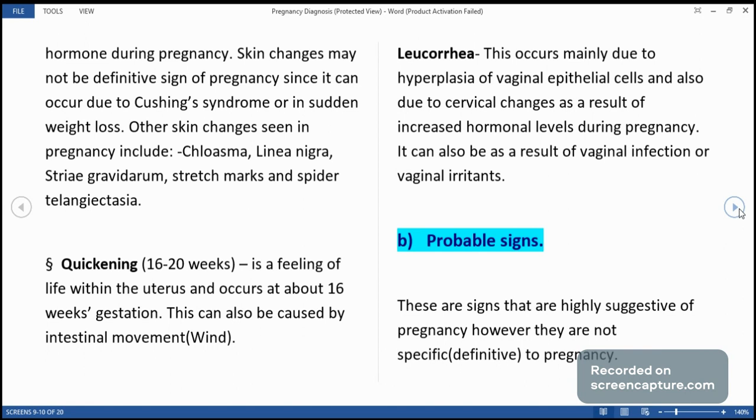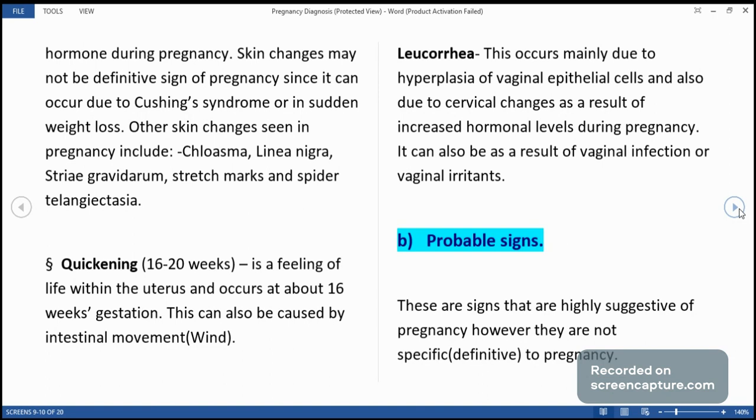Okay, so skin changes may not be a definitive sign of pregnancy since they can occur due to Cushing syndrome, people who have a corticosteroid condition or hypercortisol secretion, or let me say exogenous cortisol production can develop Cushing syndrome, and with Cushing syndrome, you can also still have some striae. Okay, you can still have some skin changes. So the striae or the stretch marks, we call them striae gravidarum, that is specifically for pregnancy. But we can still get stretch marks in Cushing syndrome.